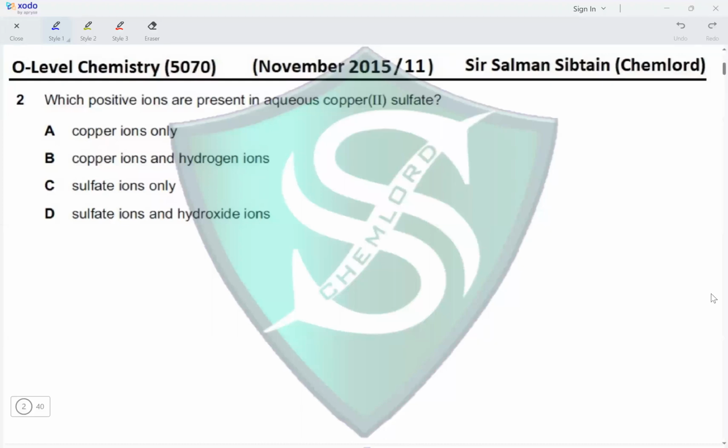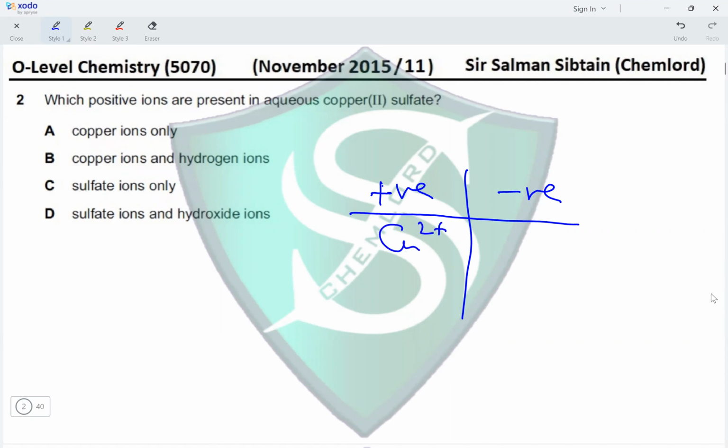Question 2. Which positive ions are present in an aqueous copper 2 sulfate solution? Okay. So we've got positive ions and we've got negative ions present in solution. Now, since this is a solution of copper sulfate, we've got Cu2+ ions and SO4 2- ions. While these are dissolved in water, therefore, we would have H+ ions from water and also OH- ions from water. So they're asking for the positive ions present.